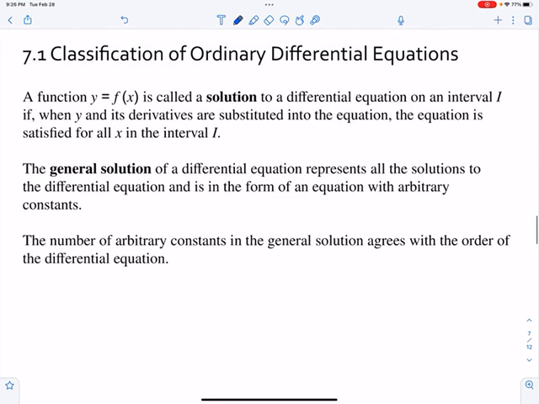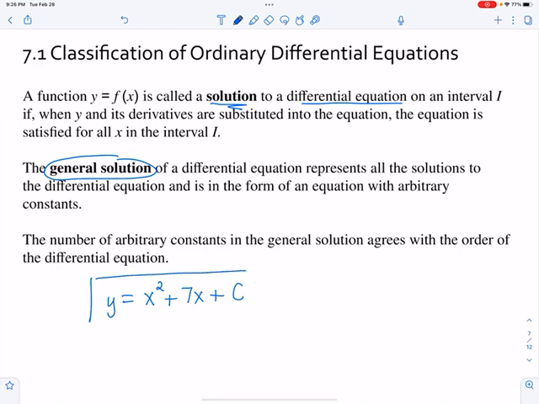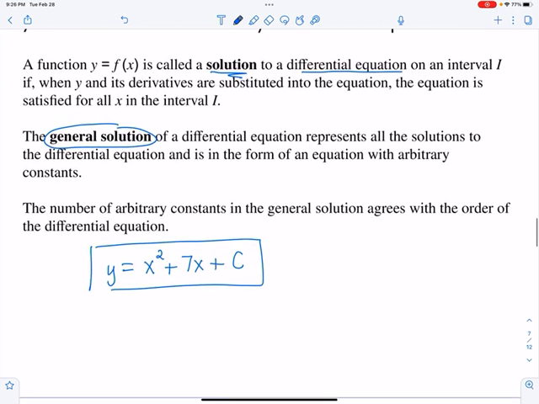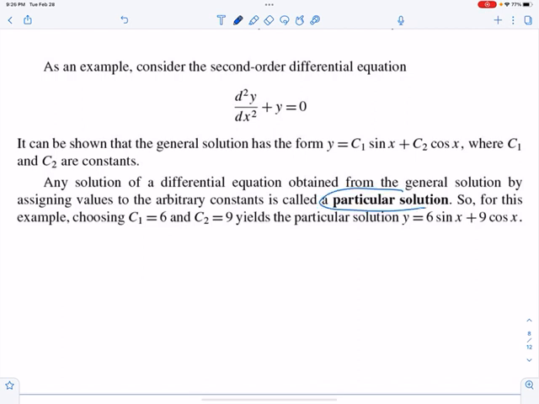Okay, so we've already in previous sections talked about a solution to a differential equation. We have two types. We have a general solution. The general solution would be if we have something like y is equal to x squared plus 7x plus c. It is that constant of integration. And then we also have, in this next slide, a particular or specific solution, which we've also had before.